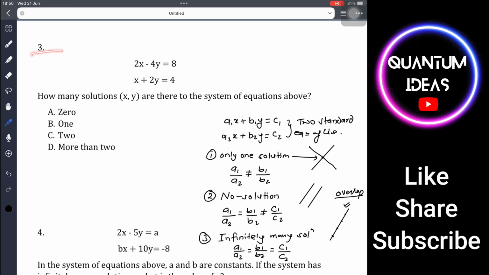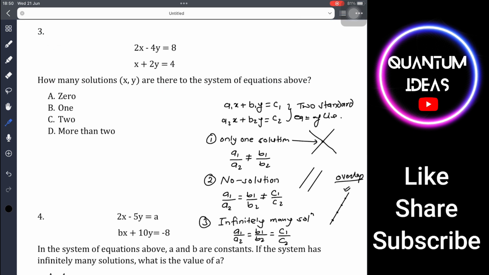How many solutions xy are there to the system of equations above? So to find the number of solutions, we have to find these ratios and check. So let's go. This is a1, this is b1, this is c1, the coefficient of x is a2, the coefficient of y is b2, and this is c2.